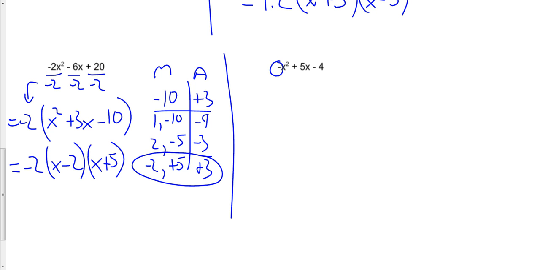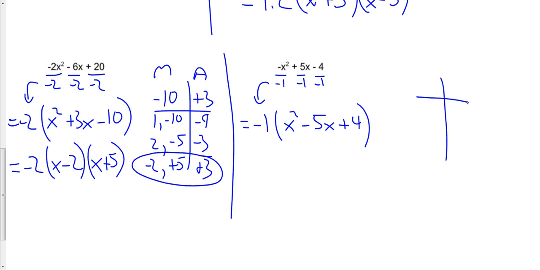And the last example that we'll do, we've got a value of a that is actually negative 1. So when the a value is not written in there, it's actually 1. So we're going to divide everything by negative 1. So I'm going to bring that negative 1 out front. So negative 1x squared divided by negative 1 is positive x squared. Positive 5x divided by negative 1 is negative 5x. And negative 4 divided by negative 1 is positive 4.